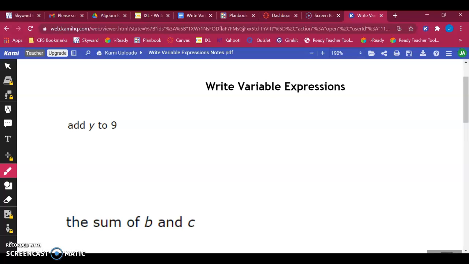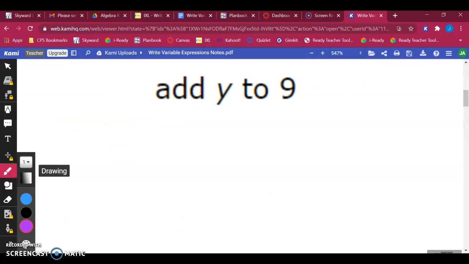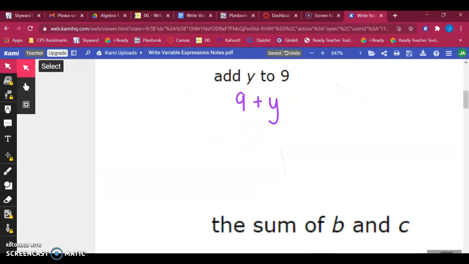Today we're going to do a review on writing variable expressions. So they're going to give you the word form of an expression and you need to write it algebraically. So the first one is add y to 9. So that means you're starting with 9 and you're going to add y to it. So just 9 plus y.